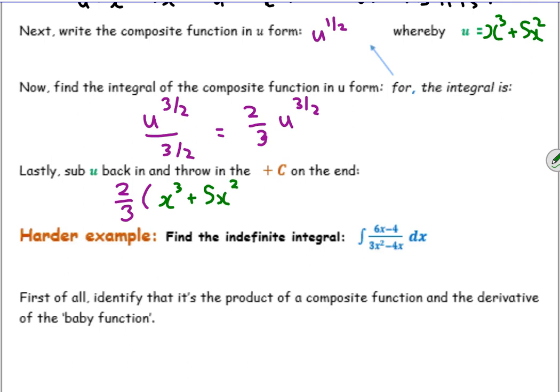To the power of 3 over 2. And don't forget the plus c on the end. Yeah, you can totally leave it like that. You could have done 2 brackets: x cubed plus 5x squared to the 3 over 2, all over 3. That's also okay. But you couldn't expand the 2 in, because of exponents first.